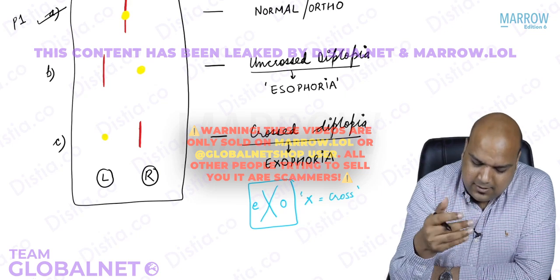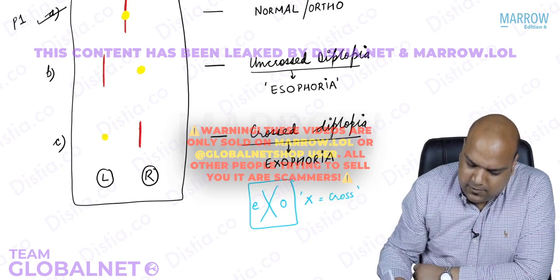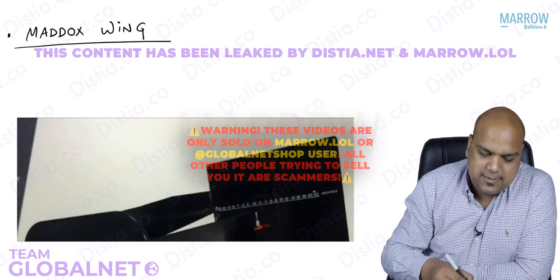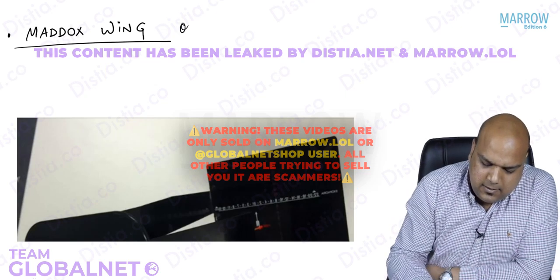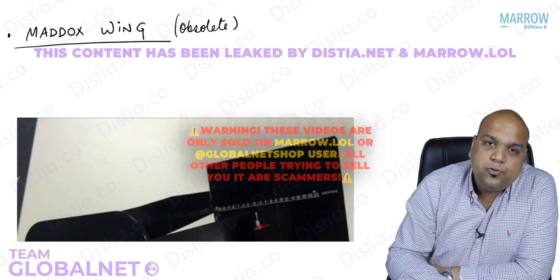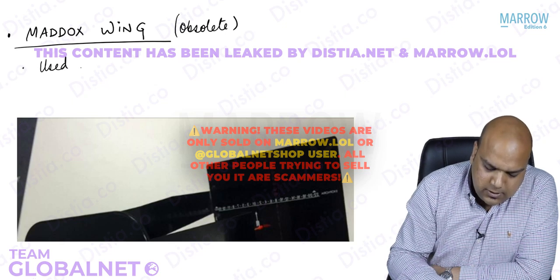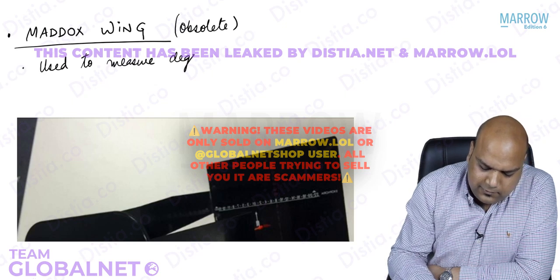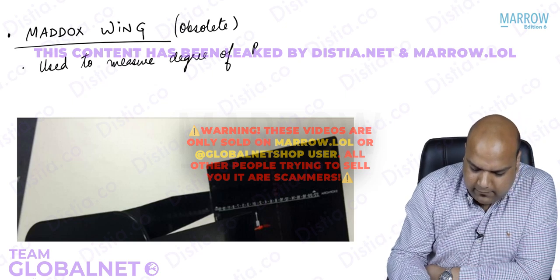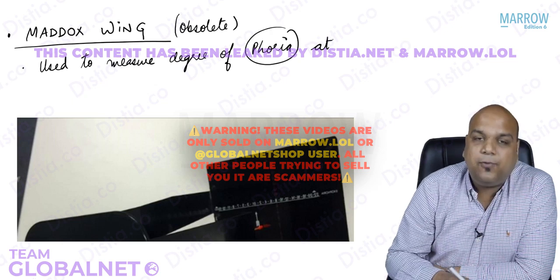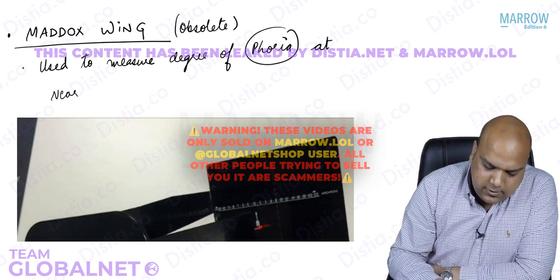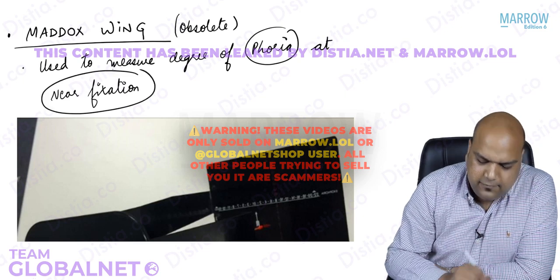Yes. Now, there is another test, everybody, similar to it, which is called the Maddox wing test. This is an obsolete test. Nobody does it anymore. But if I ask the question, you should remember that it is used to measure the degree of, again, phoria, everybody. But instead of far fixation, for this we have a near fixation. So that is the difference here, everybody.